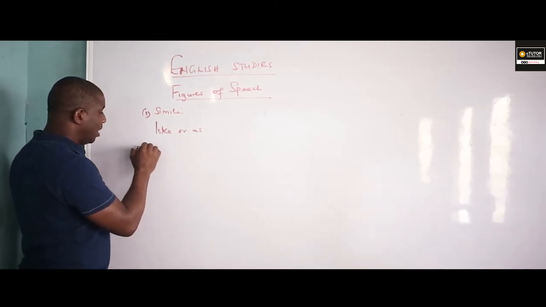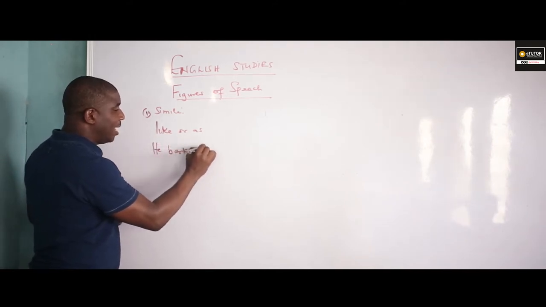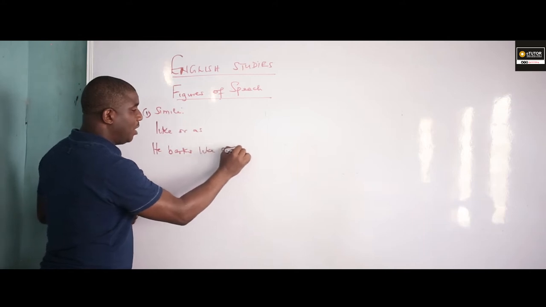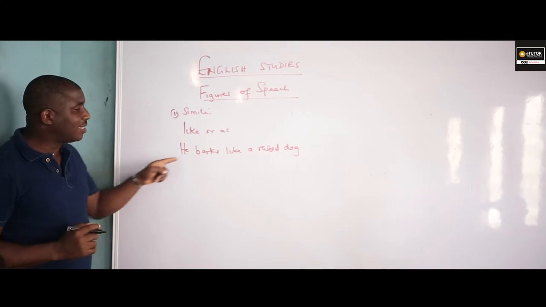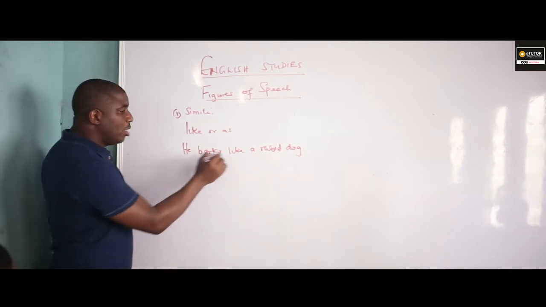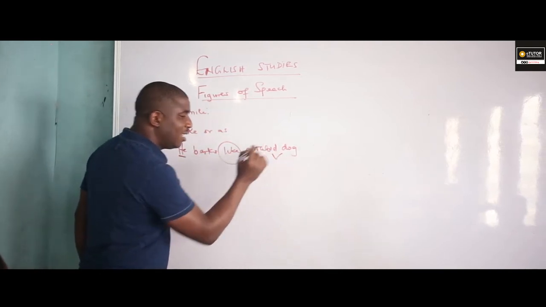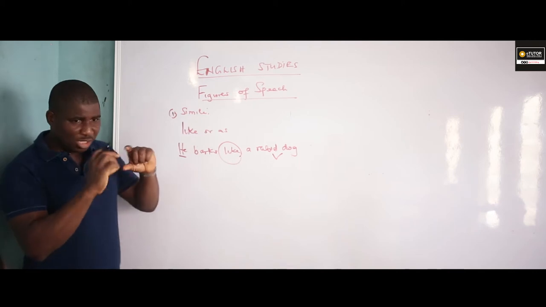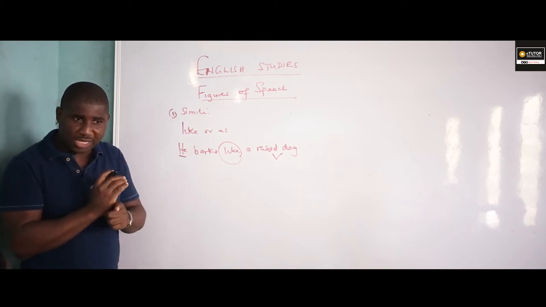Example: he barks like a rabbit dog. Now listen, in this example, we use like to show comparison between what? He and the rabbit dog. They have the same barking attributes. Do I seem to be communicating?